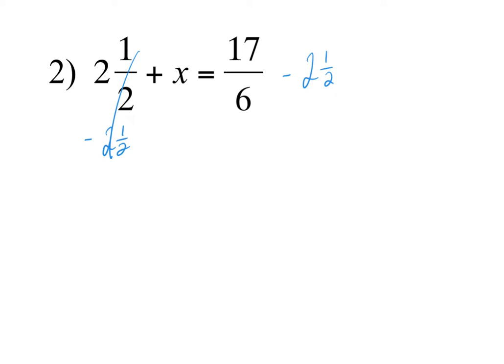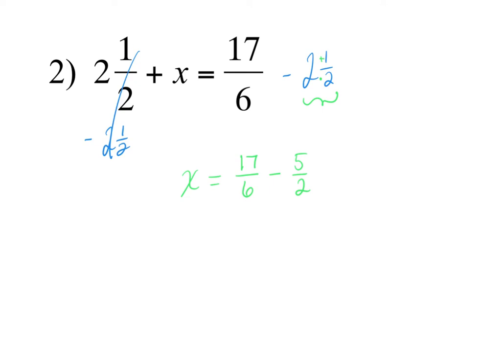All right. So if I am changing this into an improper fraction, I'm going to multiply the 2 times 2, which is 4, and add the 1, which is 5. So I have 17 over 6 minus 5 halves. I also have one more thing I need to do if I am subtracting fractions.